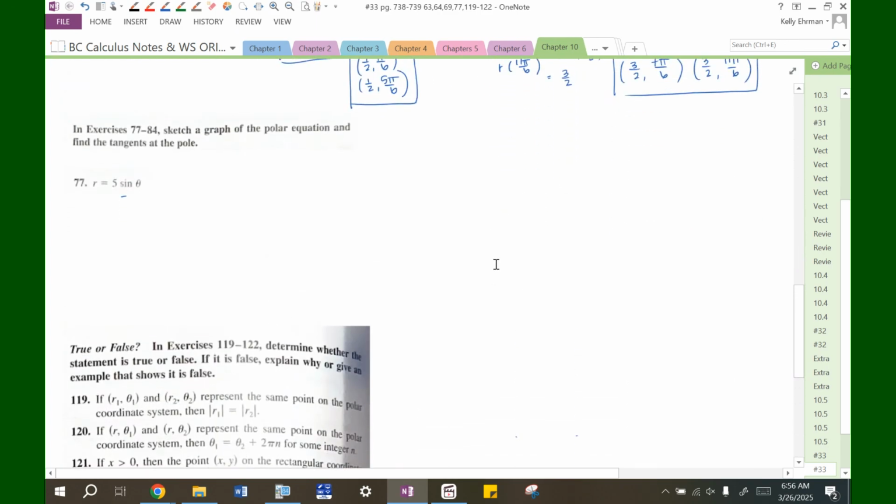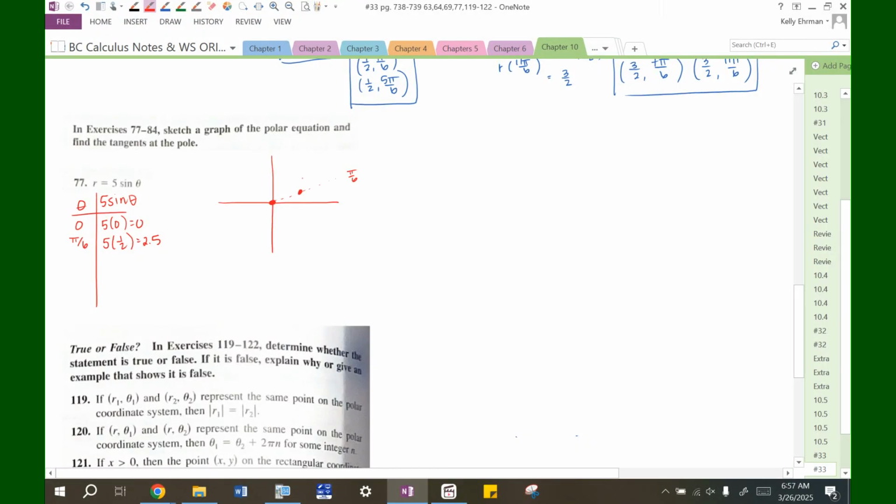All right. Sketch a graph of the polar equation and find the tangents at the pole. So you don't need polar graph paper for this. Just make a little chart: r equals 5 sine theta. Give yourself just a little x and y axis. So when we put in 0, we get 5 times sine of 0, which is 0. So the first point is 0, 0. Plug in like maybe pi over 6 because that makes sine equal to 1/2, so 2.5. So just estimate. Pi over 6 is about here. Call that pi over 6.